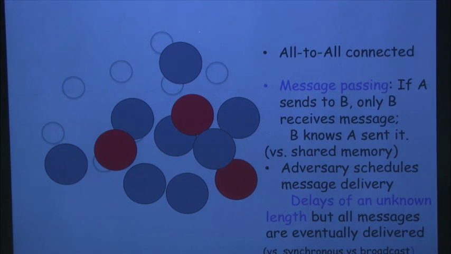And also, the adversary schedules the message delivery. So we're assuming asynchronous, where the adversary controls the timing of the message delivery. Now, the delays are of unknown length, but all messages are eventually delivered if they're sent by a good processor. If A sends to B, B will eventually receive it. But B doesn't know when to call it quits and decide that A is bad and is really not sending a message.